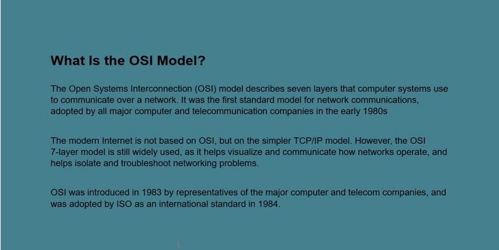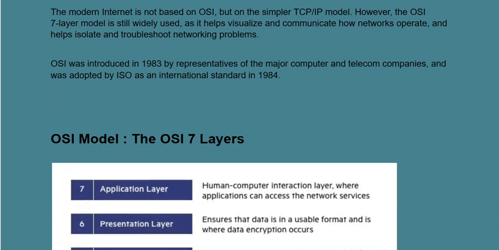However, the OSI 7-layer model is still widely used as it helps visualize and communicate how networks operate and helps isolate and troubleshoot networking problems. OSI was introduced in 1983 by representatives of the major computer and telecom companies and was adopted by ISO as an international standard in 1984.